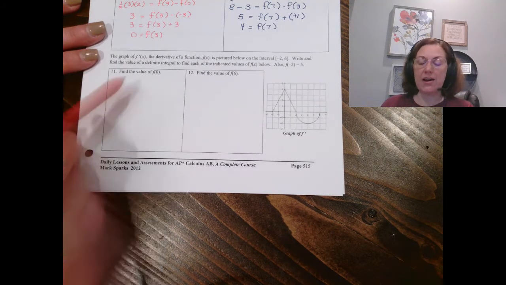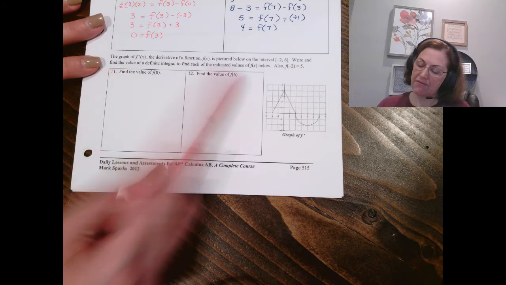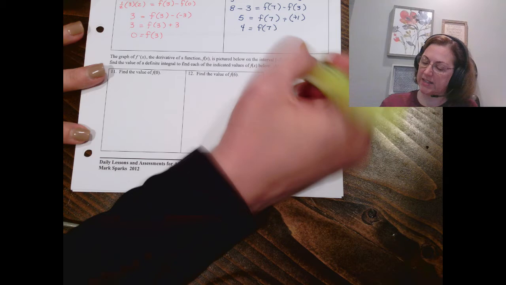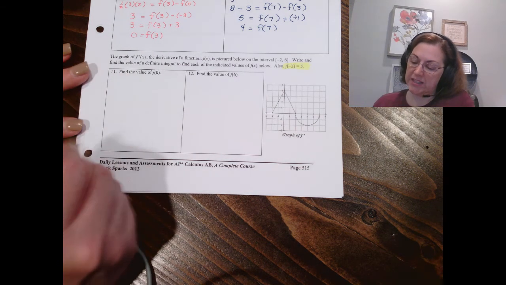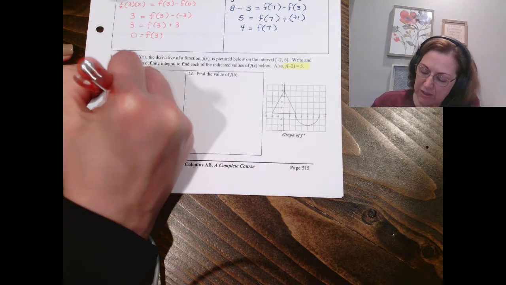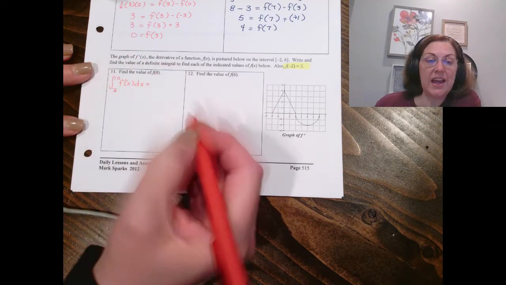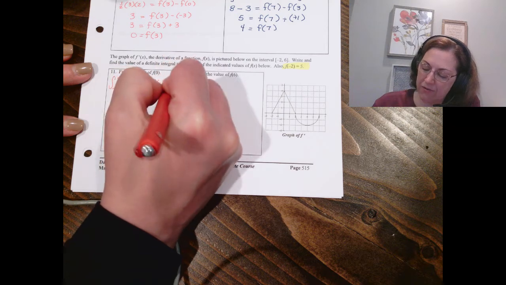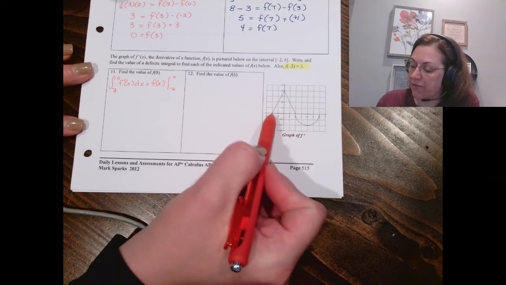Then we have the graph, a different graph, but still of the derivative. We want to find these values. Don't forget, f of negative 2 is 5. I always like to highlight that because I know that's probably going to be important. We want the value of f of 0. So I'm probably going to do the integral from -2 to 0 of f prime. I know the antiderivative is the function, and we're going from -2 to 0.